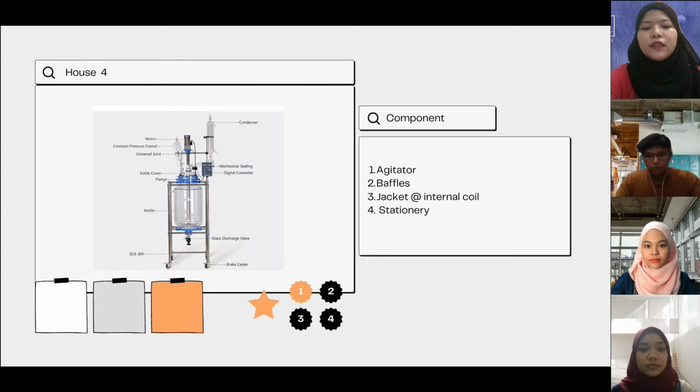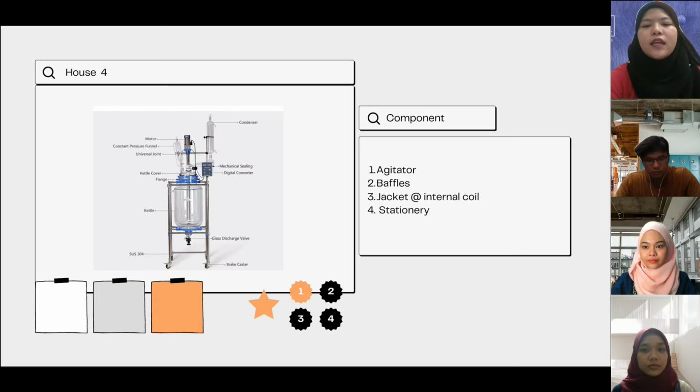Next, baffles impede the co-rotation caused by the centralized flow from the agitator movement inside the reactor. It is installed in one or more nozzles in the glass-lined reactor.